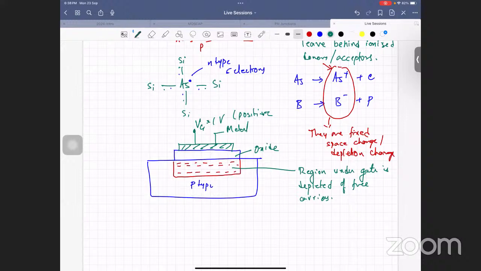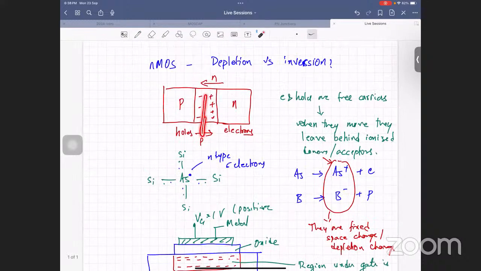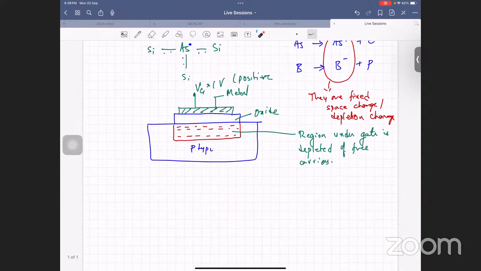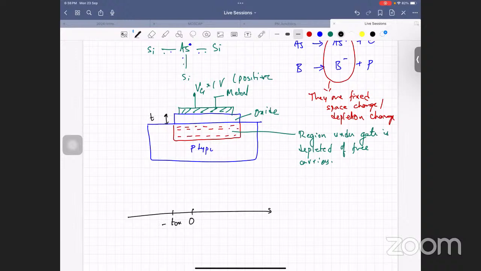So this is different from a PN junction. In a PN junction, we had P-type and N-type in contact. But here, you have an oxide in between. In this case, if I have to draw the space charge region, let's call this 0, and this I'll call minus Tox. This thickness of the oxide, I'll call it Tox. And then there is the depletion region.